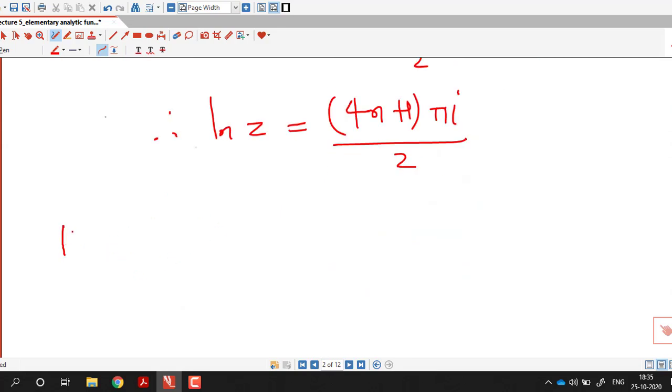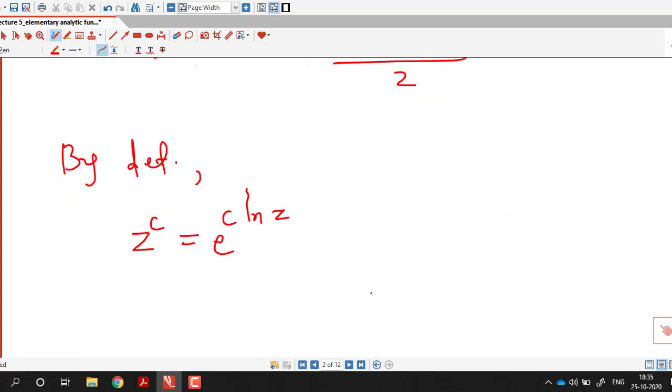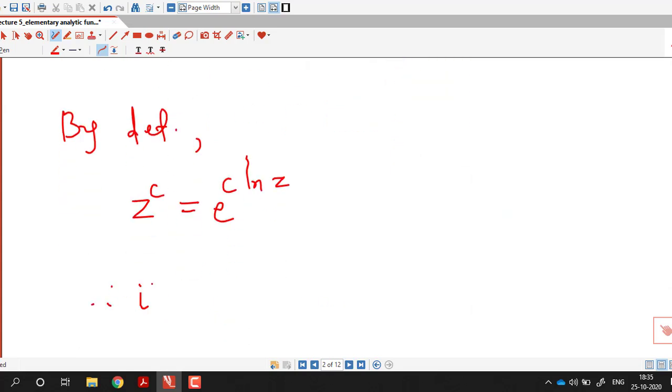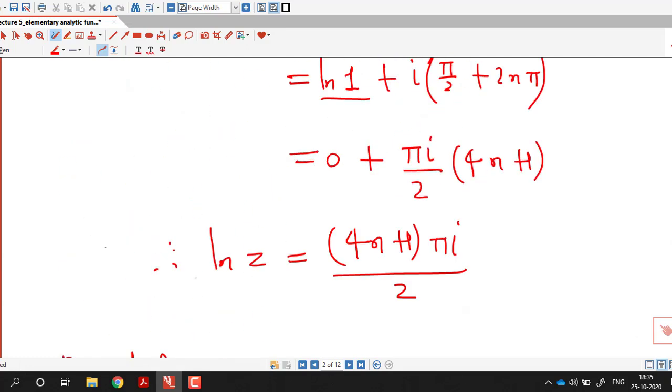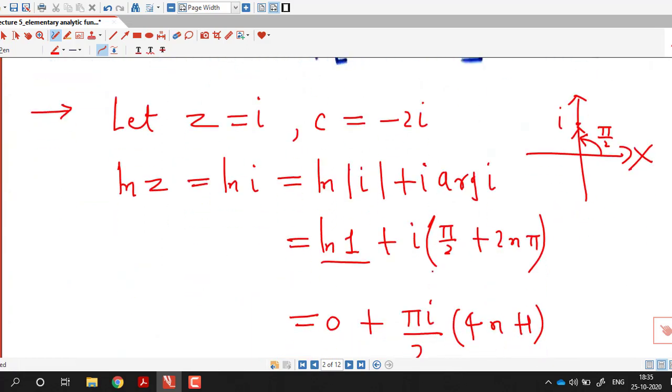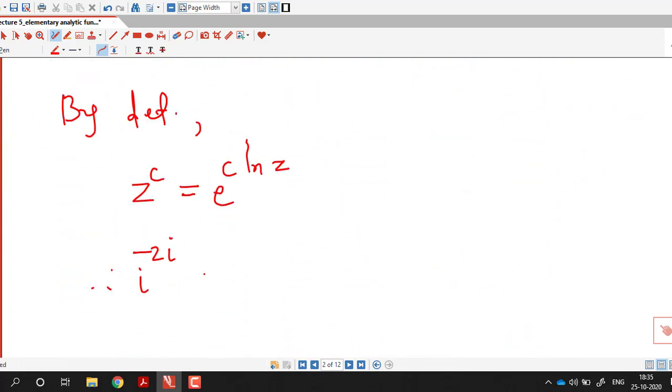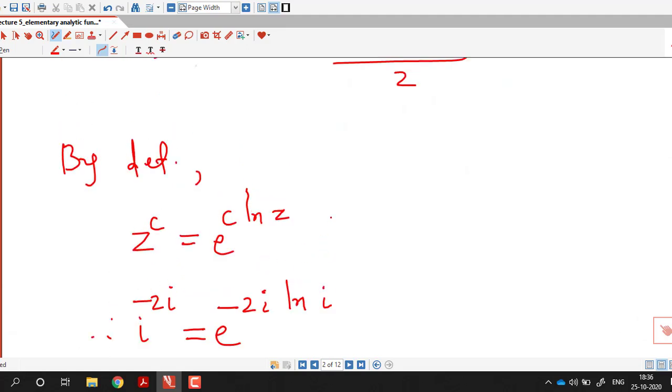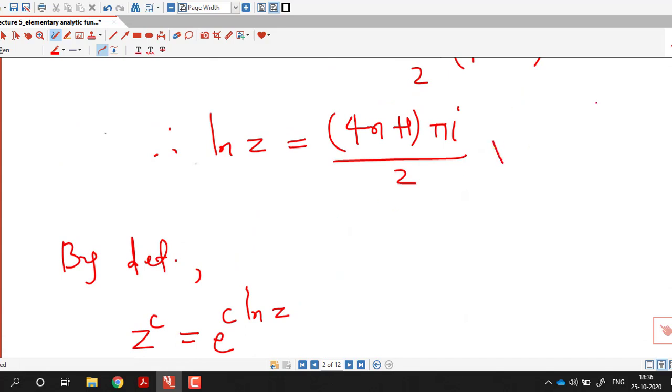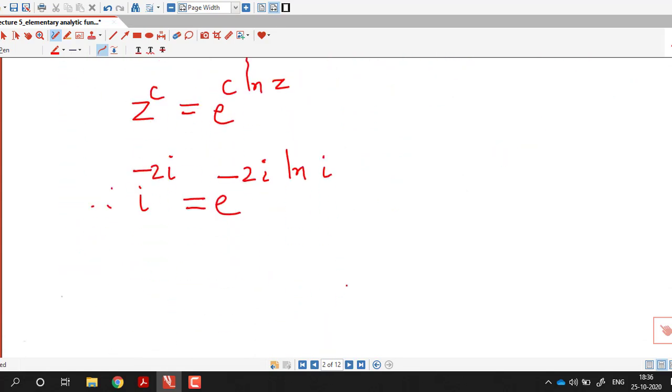So now we find the value. By definition, z raised to c is e raised to c log z. So here z is i, c is minus 2i. Let me check again. Okay, z is i, c is minus 2i. So this is by definition e raised to minus 2i log i. And log i is nothing but (4n+1)πi/2. So we substitute that value here: e raised to minus 2i times (4n+1) into πi/2.